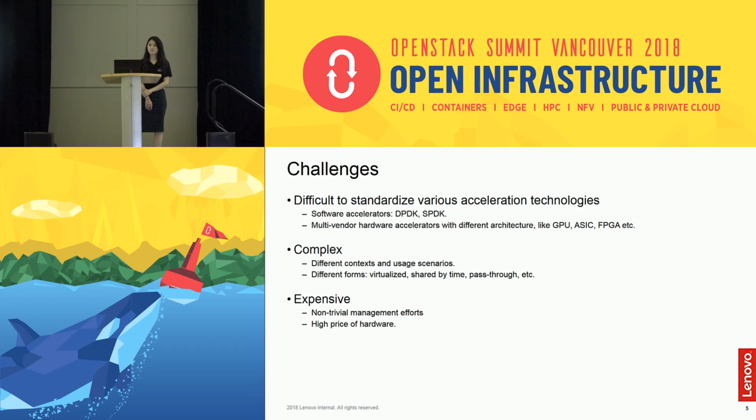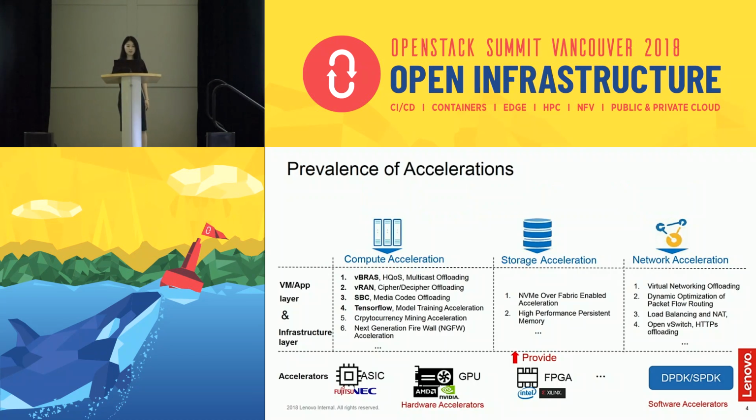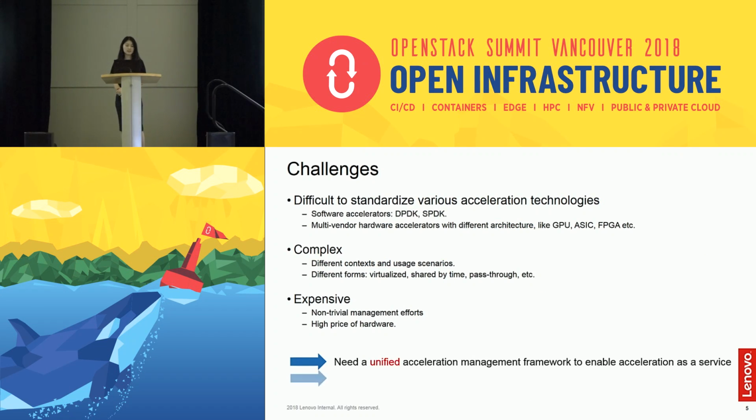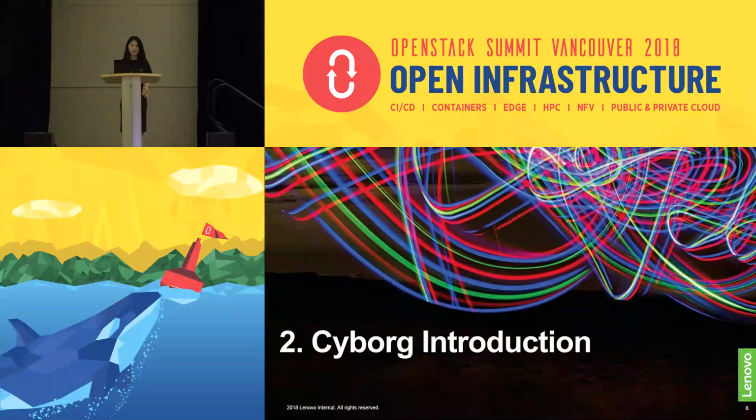In Nova, there are some by-hand efforts now. When doing GPU pass-through, users need to first check the PCI address of the hardware, and then configure the whitelist in their Nova configuration. To cope with these problems, we need a unified acceleration management framework to enable acceleration capabilities. And in OpenStack, there is the Cyborg project, independent of Nova, Neutron, and Cinder, to provide acceleration as a service.